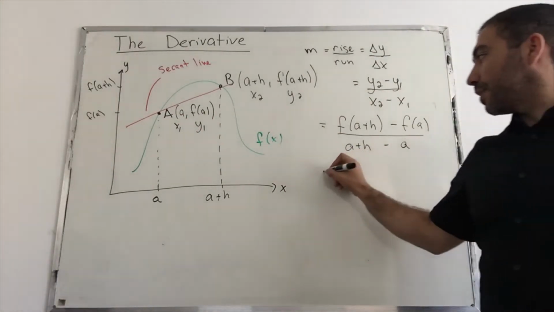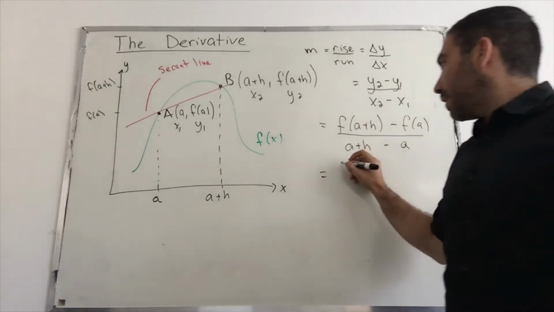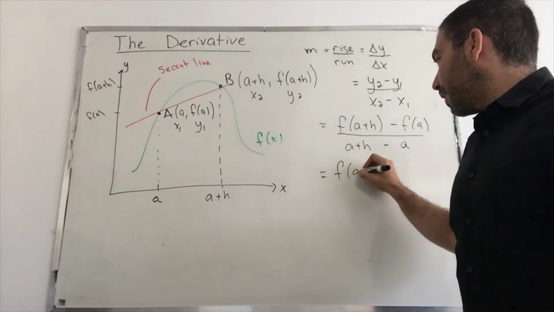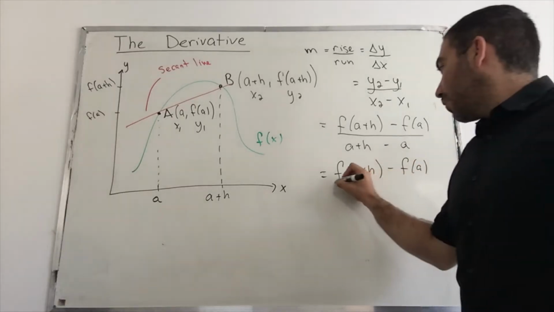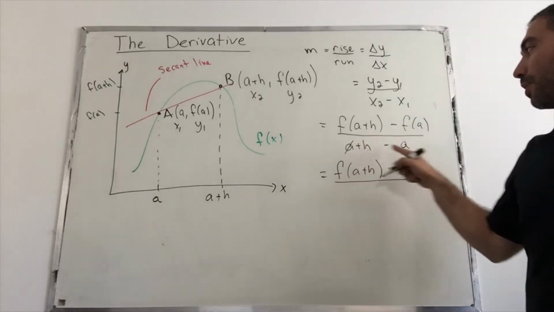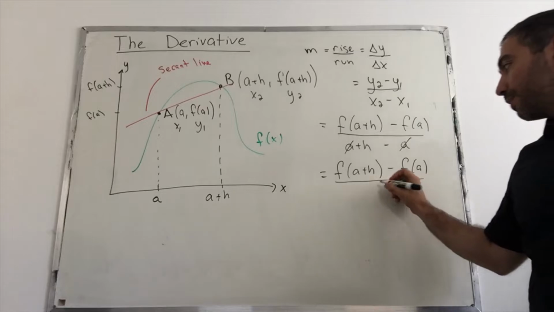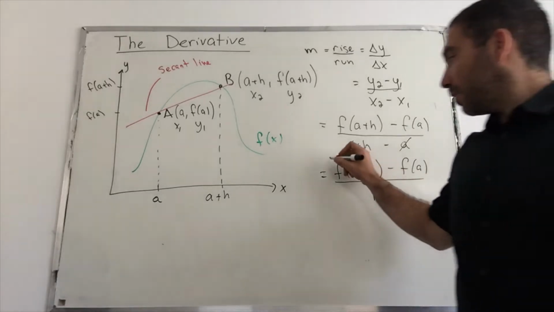If we simplify this, notice the top, there's nothing we could do. But what we get is f of a plus h minus f of a, all this over a plus h minus a. Notice that the a's cancel. This is positive, that's negative. All we're left with is h.